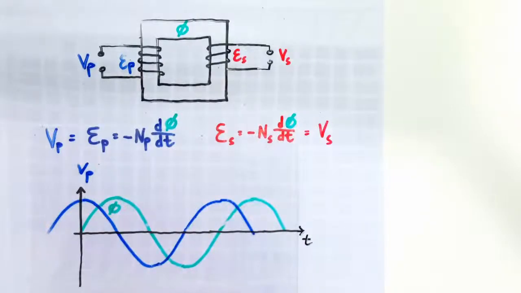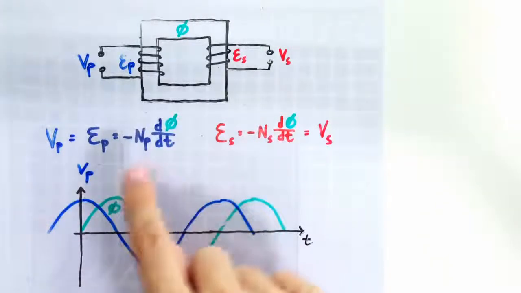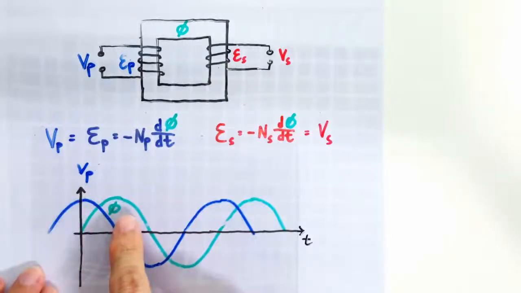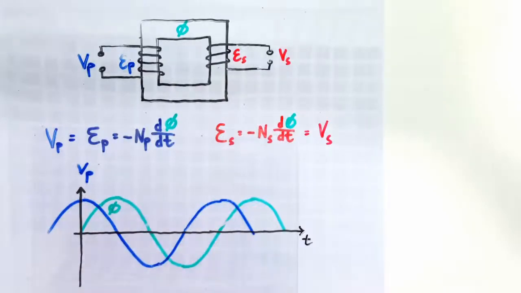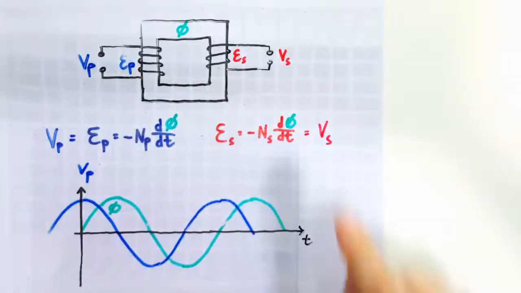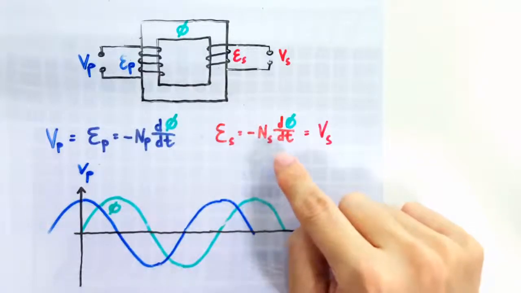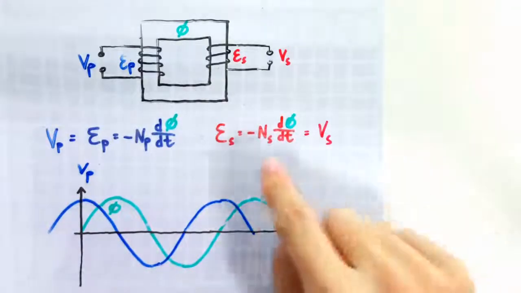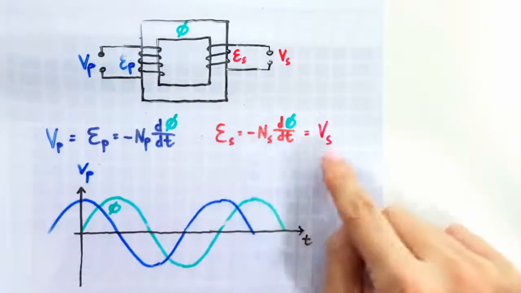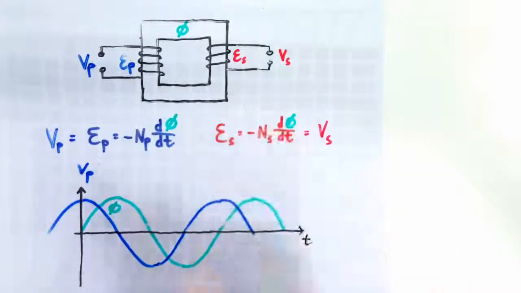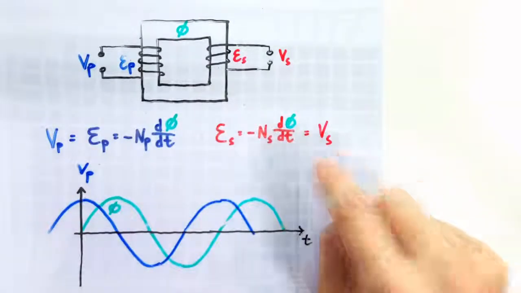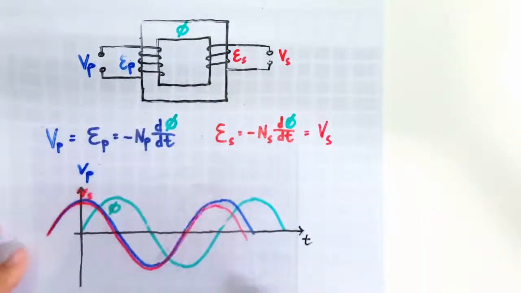The crucial thing is, since there's this sine cosine thing, the primary voltage and the magnetic flux cannot be in phase. There must be a quarter cycle phase difference between them. Alright? What about the secondary coil? You can see that the secondary coil's induced EMF and voltage are also from the same magnetic flux. So Vs and Vp should have the exact same waveform. Alright?